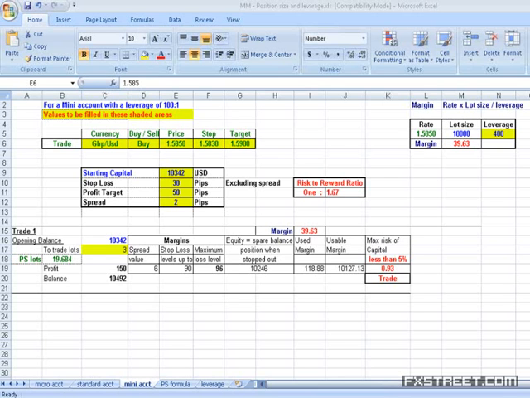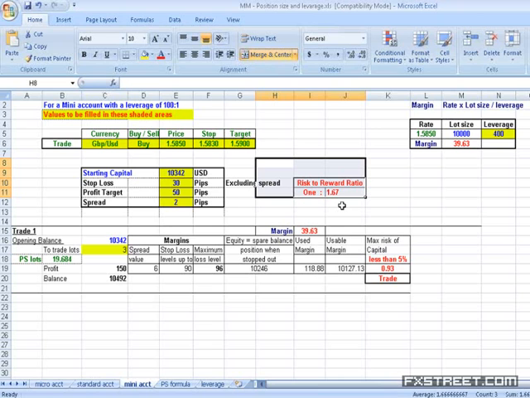Coming back to this, so what I do is, if I have a capital of $10,000, for my trade, my stop loss is, let's say, 30. My profit target is 50. And my spread, taking into account the particular spread, it gives me the risk to reward ratio. So it is 1.67. If it is less than 1:2, I do not take the trade.